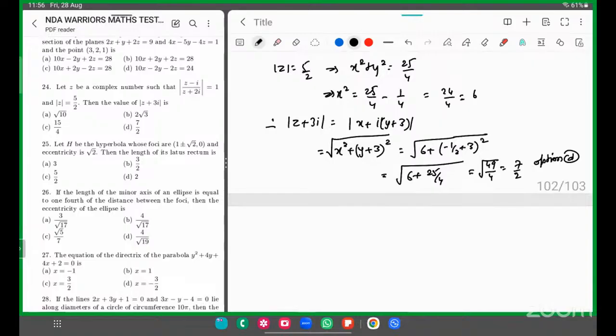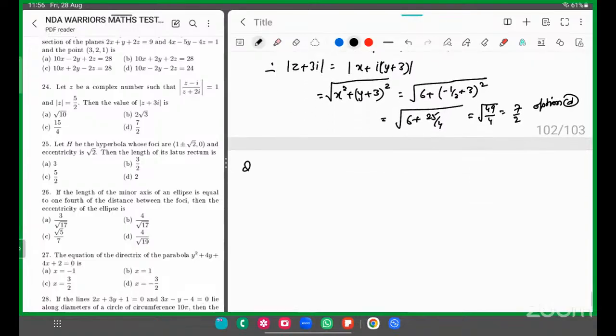Okay, next, come to question number 25, students. Let H be the hyperbola whose foci are given, and the eccentricity is root 2. The length of its latus rectum you have to find. Foci are given, eccentricity is given. What is the formula for latus rectum?